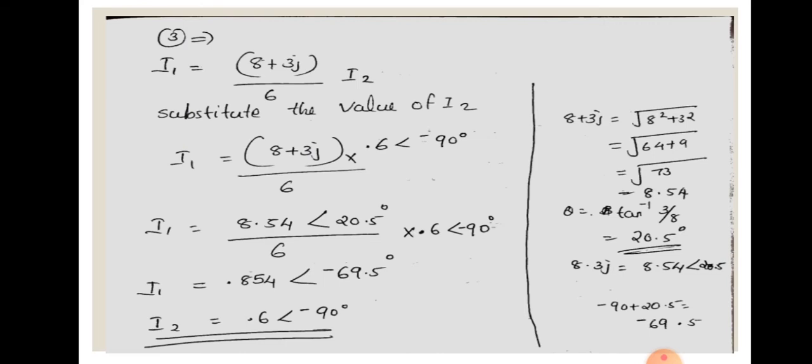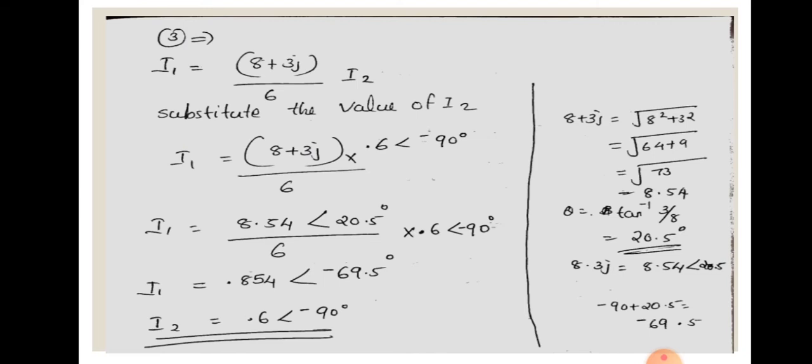How did you get this value? 6 and 0.6 can be cancelled out, so you get 0.1 there, and that 0.1 is multiplied with 8.54, so you get 0.854. And 20.5 degree and angle minus 90 degree are added, so you get 20.5 plus minus 90 degree, that will give minus 69.5 degree. So if there is a division process, then the angle terms are subtracted. If there is a multiplication process, then the angle terms will be added. That is the thing in the case of polar form.